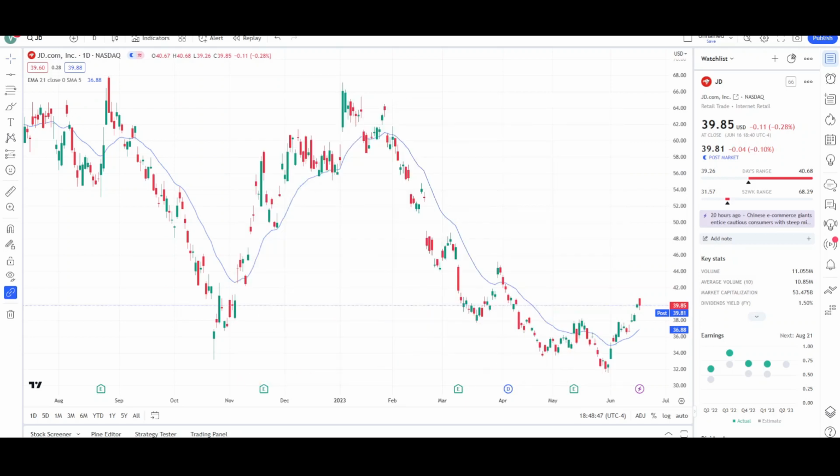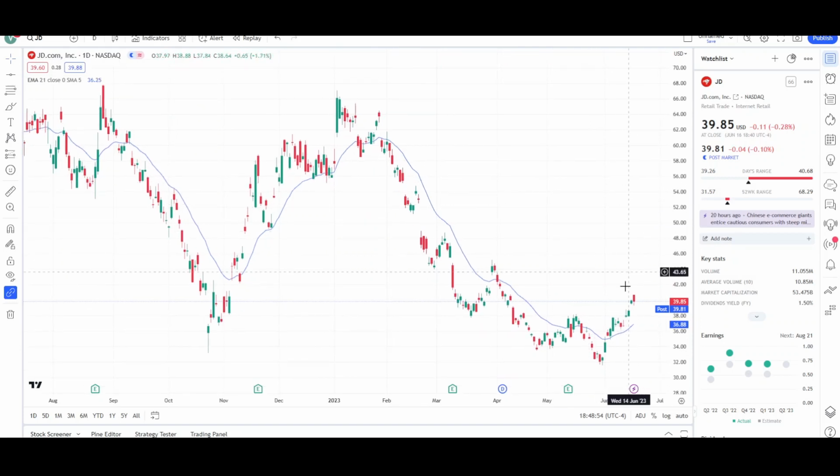I will first go over what I see on the daily chart and finish the video off with the weekly chart. So JD looking pretty good. Looks like it's following the same footsteps as many other Chinese stocks, especially BABA.